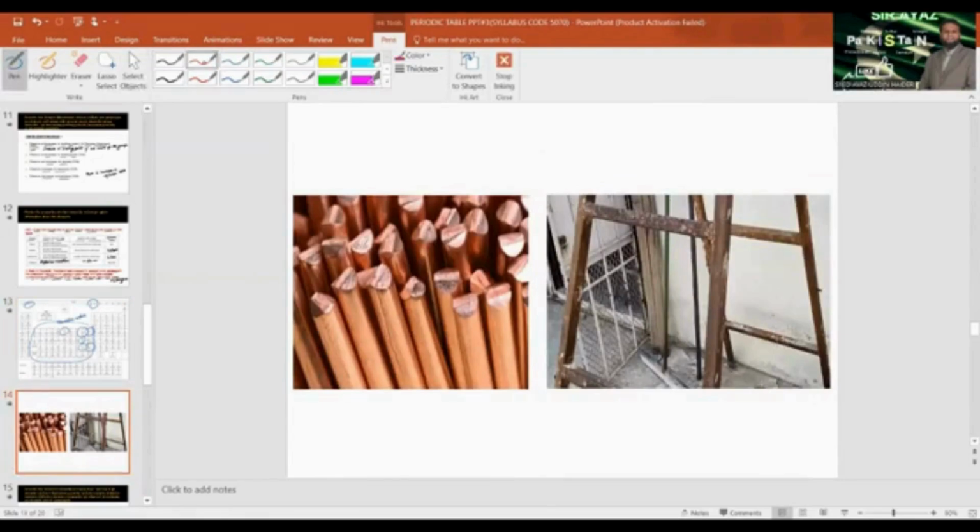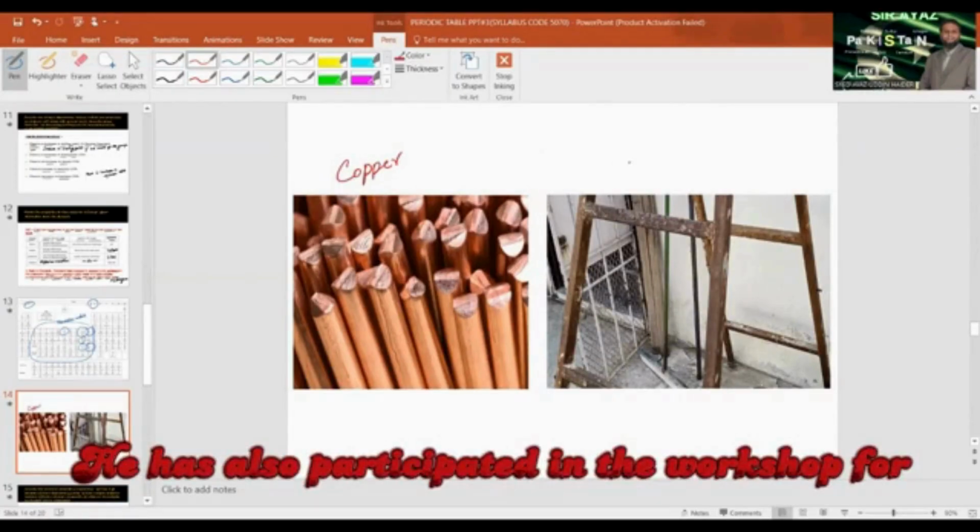So here are two transition metals. This one is copper. You know, copper is used in wiring. And this is rusted iron. It's actually rusted iron. It's not pure iron, it's a rusted iron ladder.